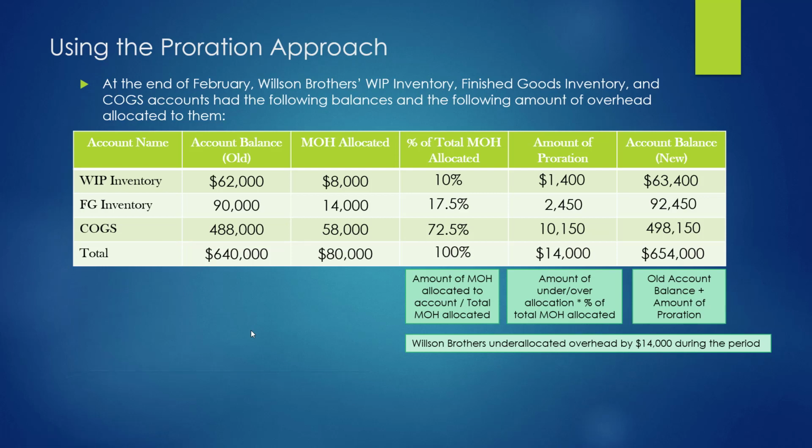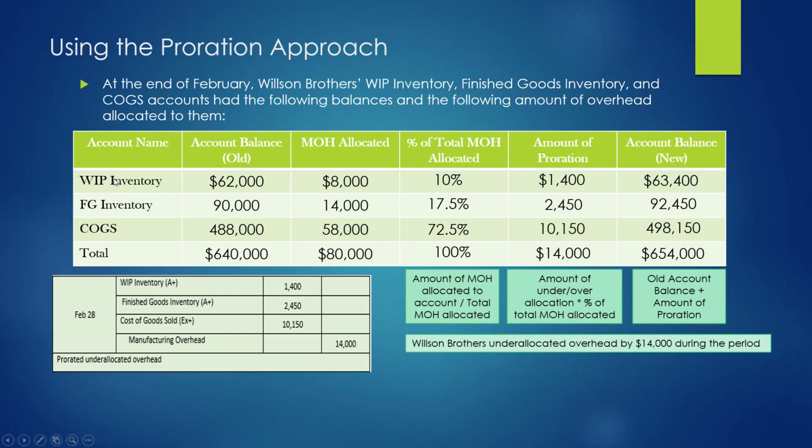And the journal entry looks a little something like this. We are increasing the value of WIP and finished goods inventory. Since they're both assets, they increase on the debit side. So we're going to debit WIP inventory for the amount we prorated, 1,400. We're going to debit finished goods inventory for the amount we prorated, $2,450. Cost of goods sold is an expense, also goes up on the debit side, and we increase the amount of cost of goods sold we're going to recognize during the period by $10,150. So we debit cost of goods sold for $10,150.